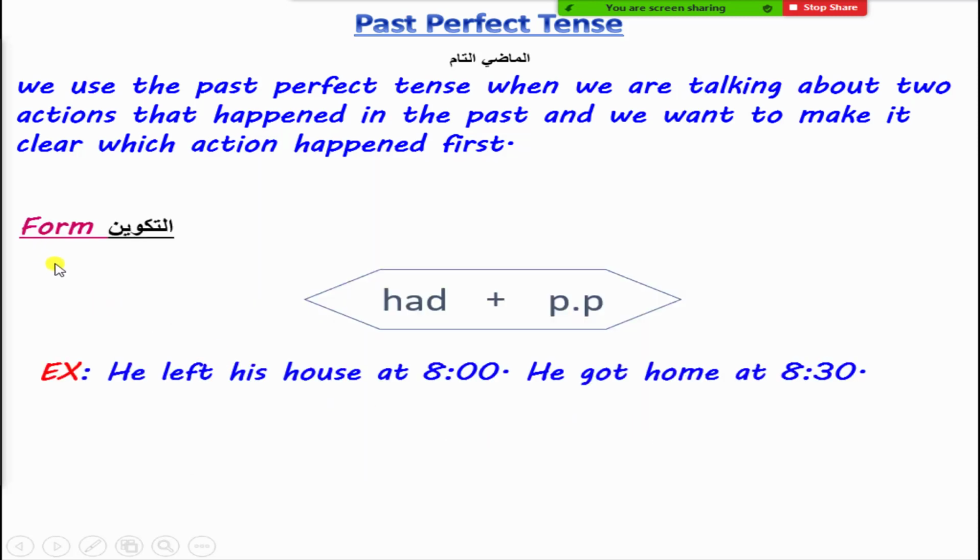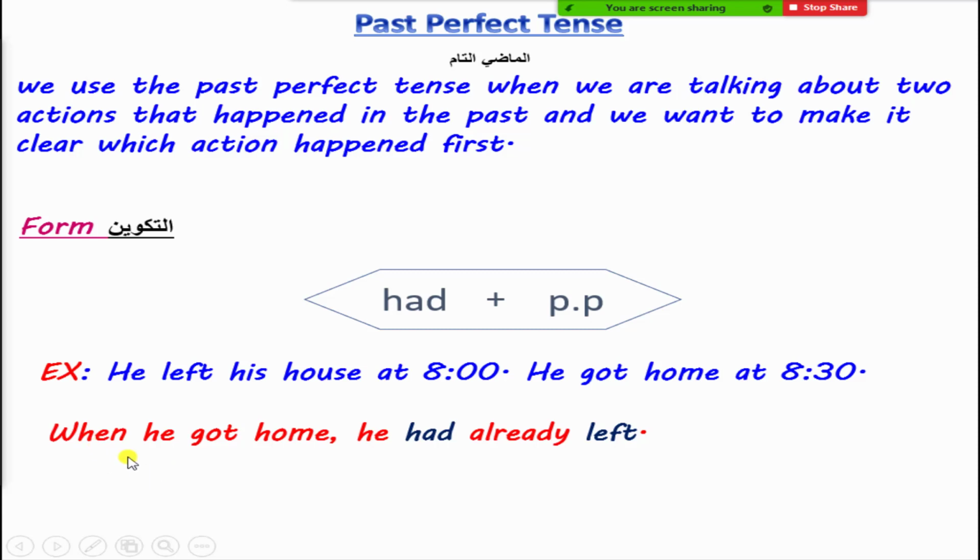The form of the past perfect is had and past participle. You know past participle, the third form of the verb. Example: he left his house at 8. He got home at 8:30. So he left first, so we use past perfect. We say, when he got home, he had already left the house.